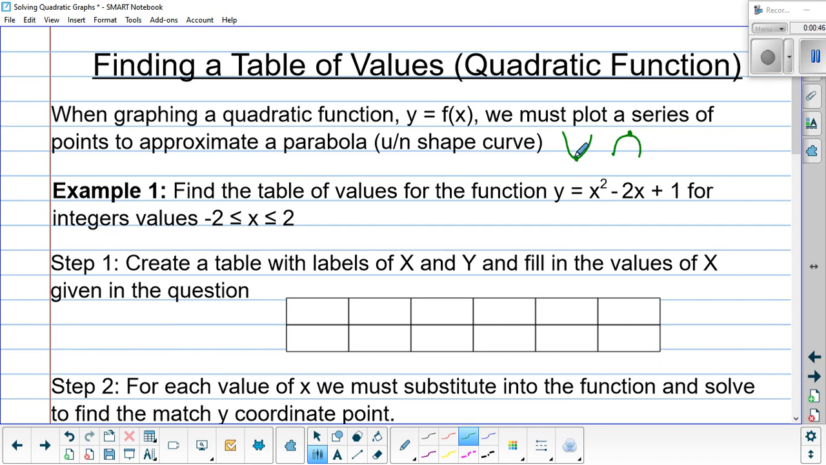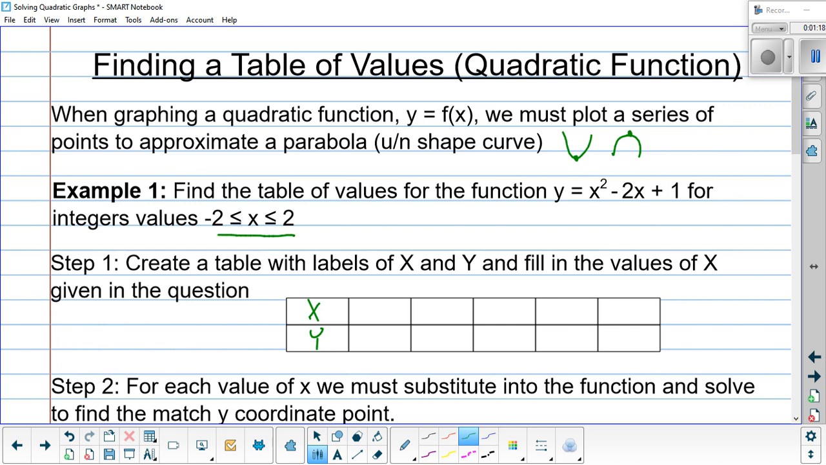So example 1, find the table of values for the function y equals x squared minus 2x plus 1 for the integer values negative 2 is less than or equal to x is less than or equal to 2. Lots of information there, but let's try and pick it out. So first, step 1, create a table of x and y values. When you represent them this way, I always put x first, then y, because that's the way I read it. Plus, I need to find the corresponding y values.